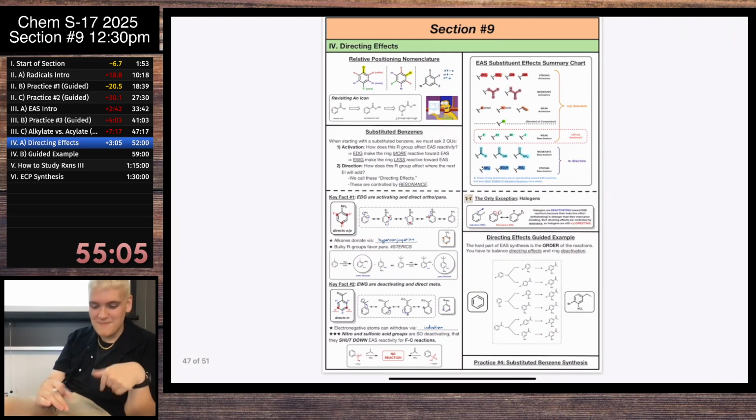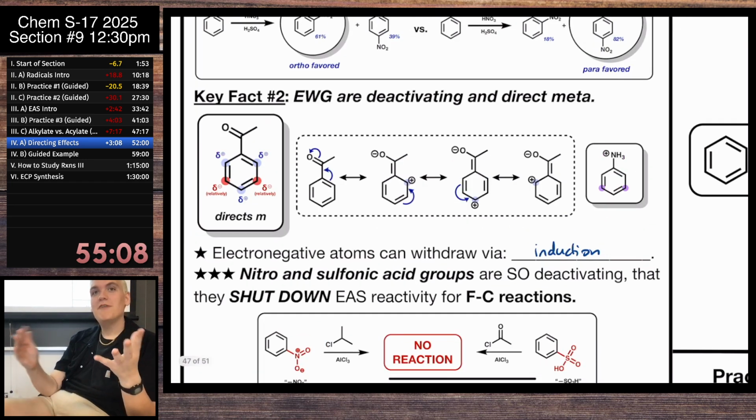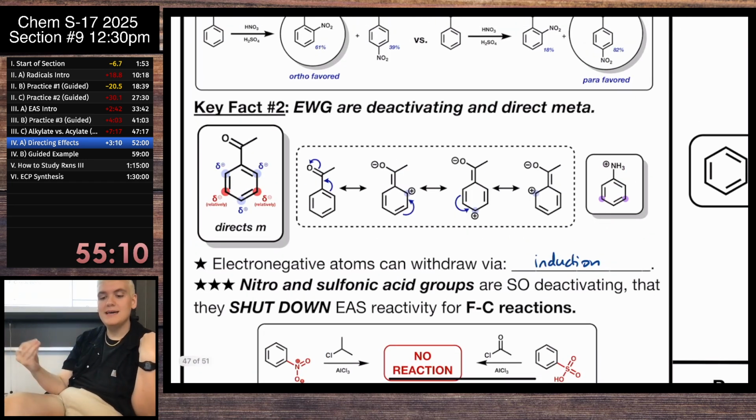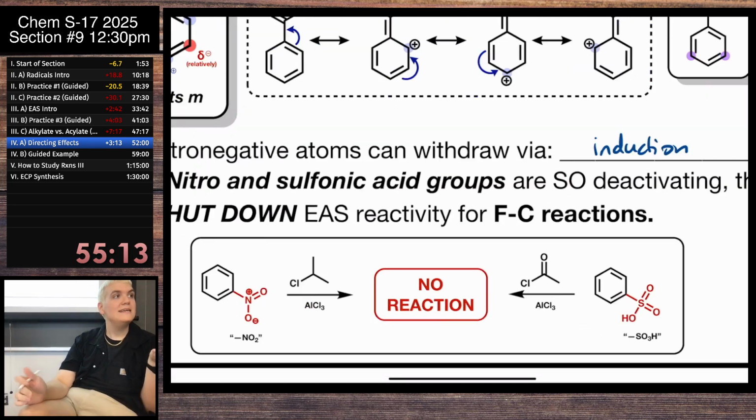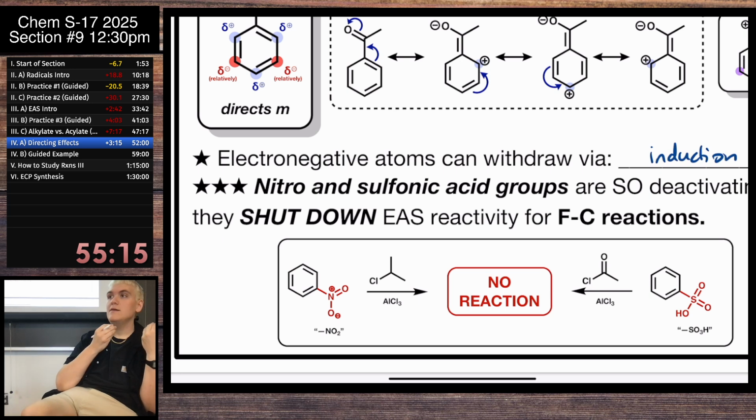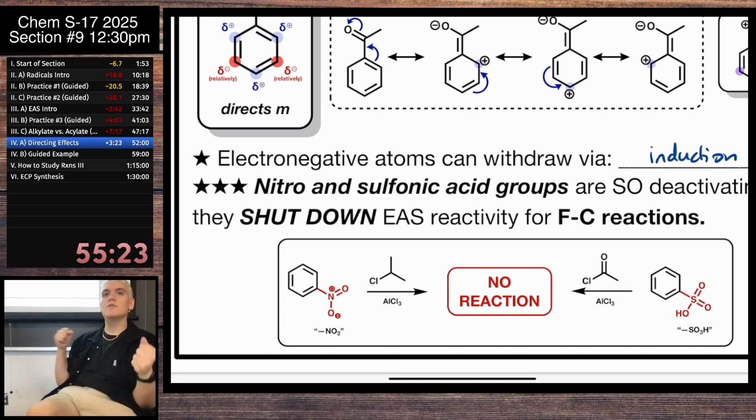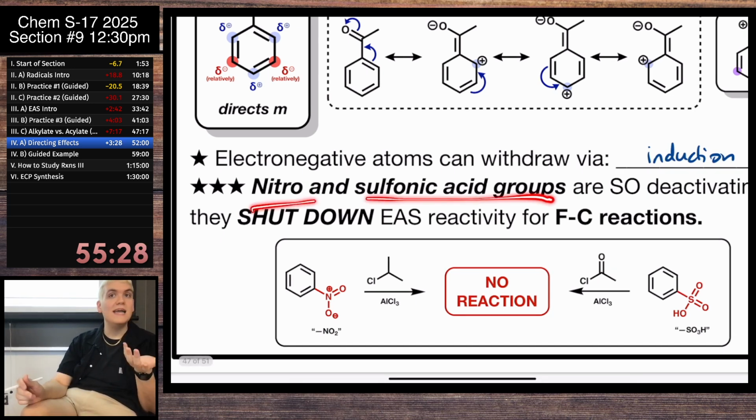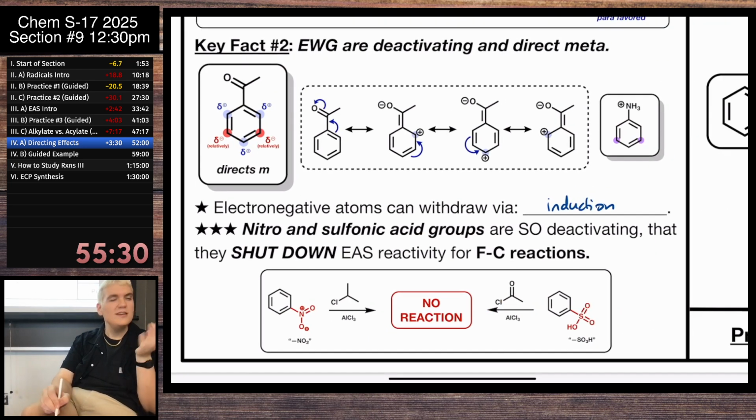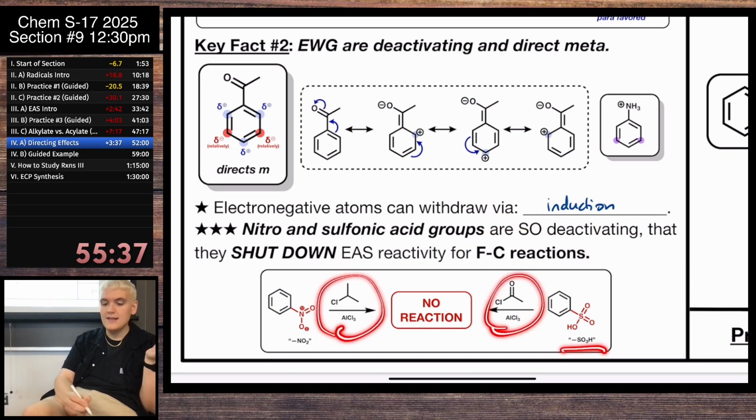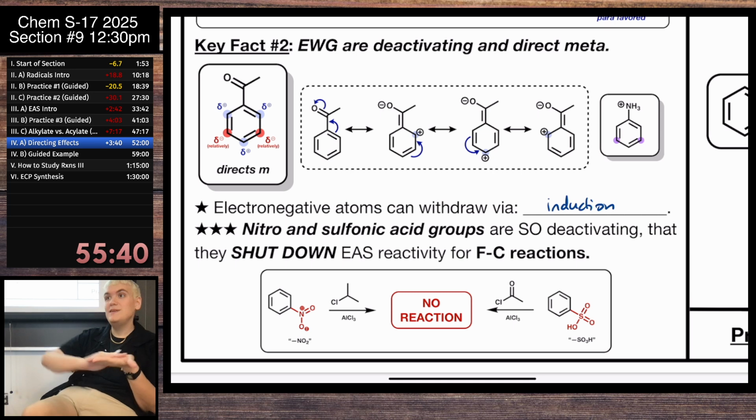Okay, we're gonna pull it back in. So we said withdrawing groups are going to direct meta and deactivate. And there's the idea that when we withdraw electrons from a ring, we slow down EAS reactivity. And so we could actually withdraw electrons so much that we shut down some types of reactions. So nitro groups and typically sulfonic acid groups are so deactivating that they will shut down Friedel-Crafts reactions. So if we wanted to do Friedel-Crafts alkylation or acylation and we have a sulfonic acid or a nitro group on our molecule, we cannot do that.